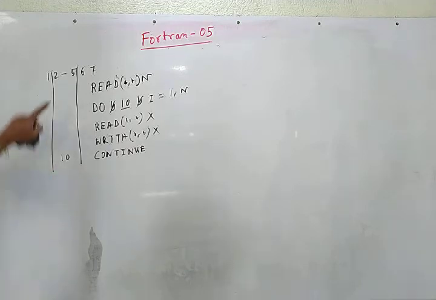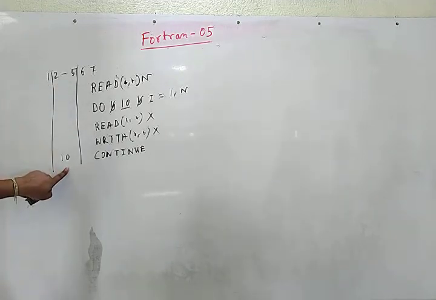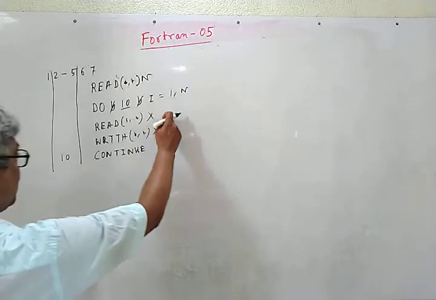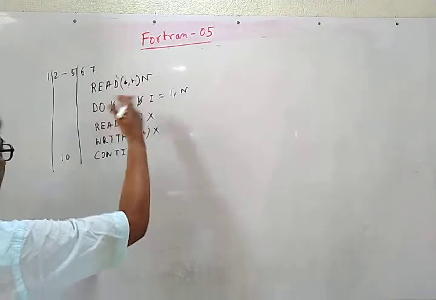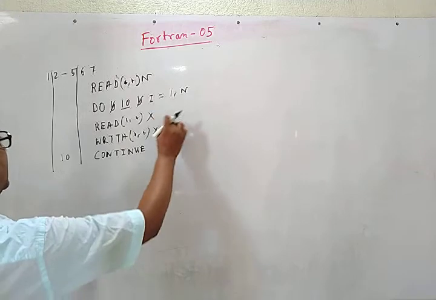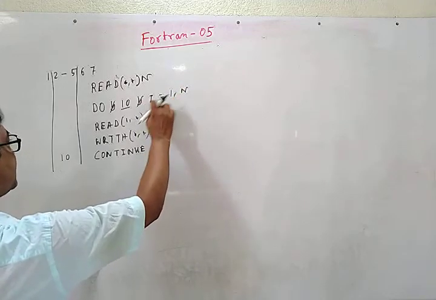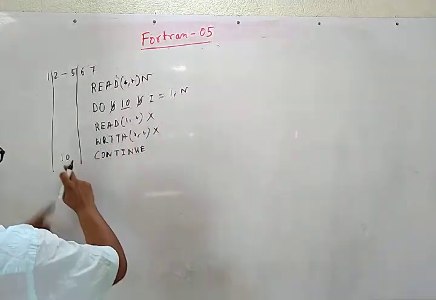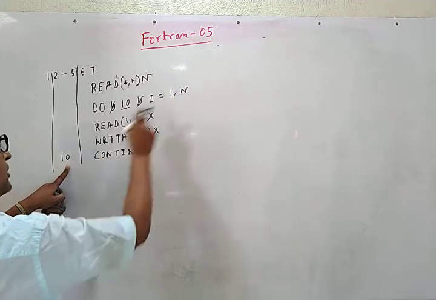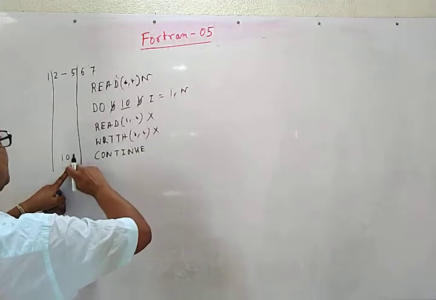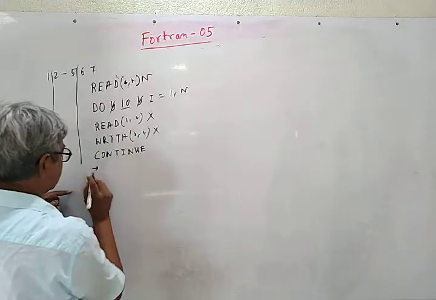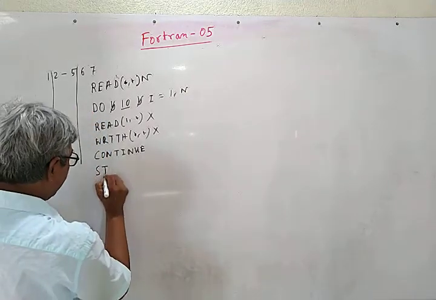On reaching statement number 10, it returns here and assumes the next value of I, that is I is equal to 2, and it reads x2 and writes x2. And this continues until I assumes the last value, that is 10. Then, having assumed this last value, it will not return to this statement anymore, but comes to this, and you write stop, end.